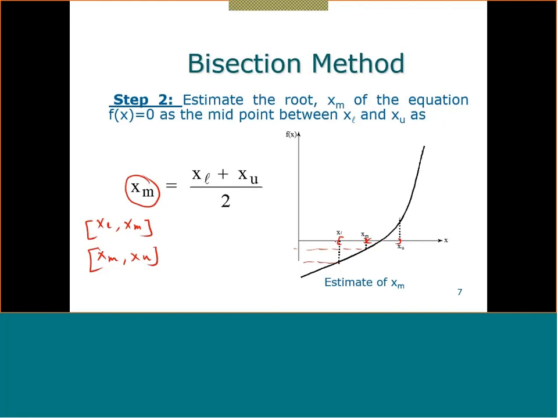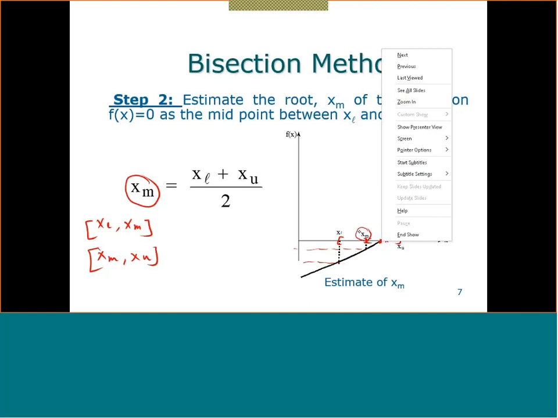So if you have something in between, you have three possibilities. Either this number is here, or here, or there. It's one of the three. If the number is here, we know that the new interval is between XM and XU. If the number is here, it will be between XL and XM. If the number is exactly at XM, it means you finished your solution. You found the answer.